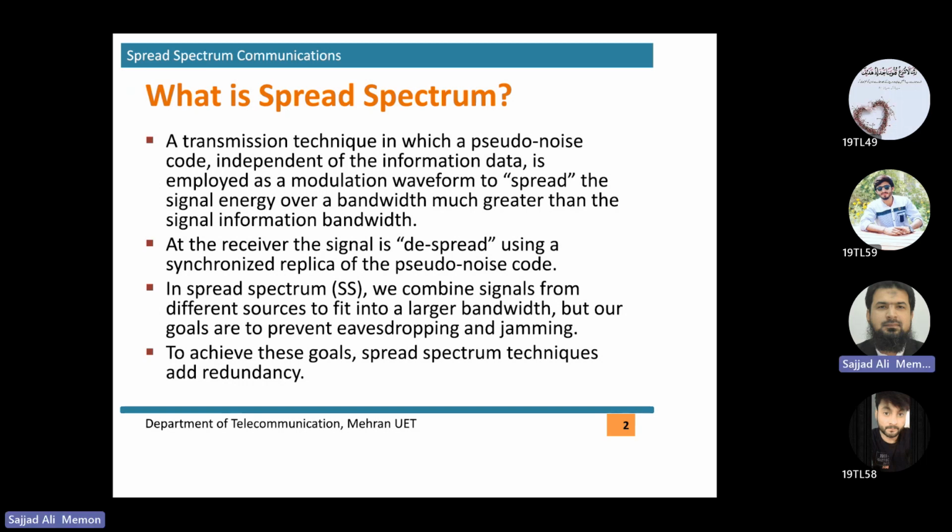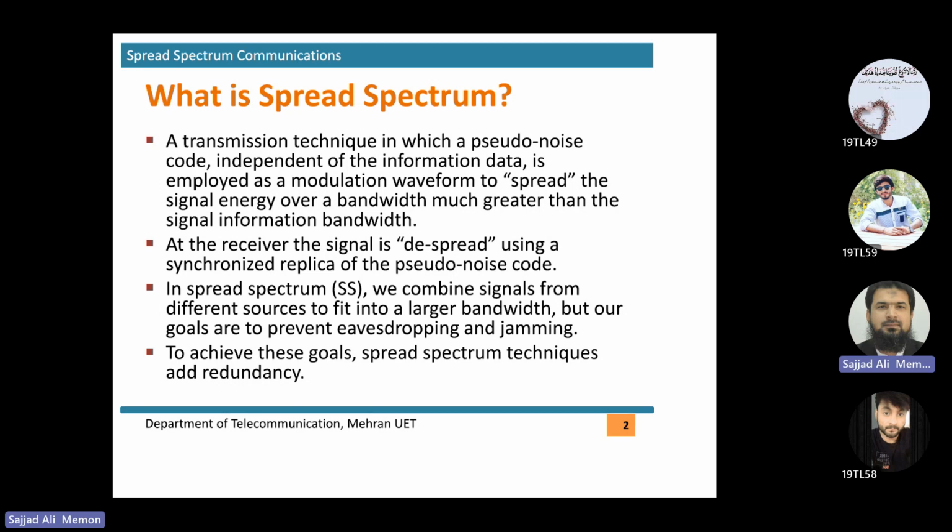So CDMA is a kind of spread spectrum technique where we use a pseudo noise code independent of the information data, and we modulate that pseudo noise code to transmit our information. And the main purpose of doing it is to spread our information over a much wider bandwidth than the signal information bandwidth. So that is again a difference from the other modulation waveforms that we have seen in TDMA, FDMA. So at the receiver, the signal is de-spread using a synchronized replica of the pseudo noise code. So the same pseudo noise code will be used at the receiver to de-spread the signal.